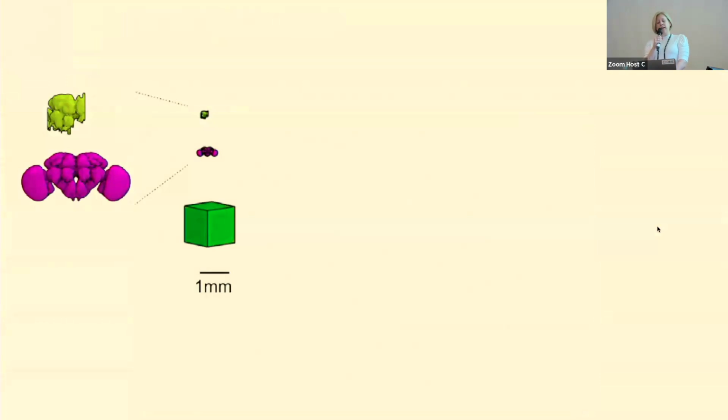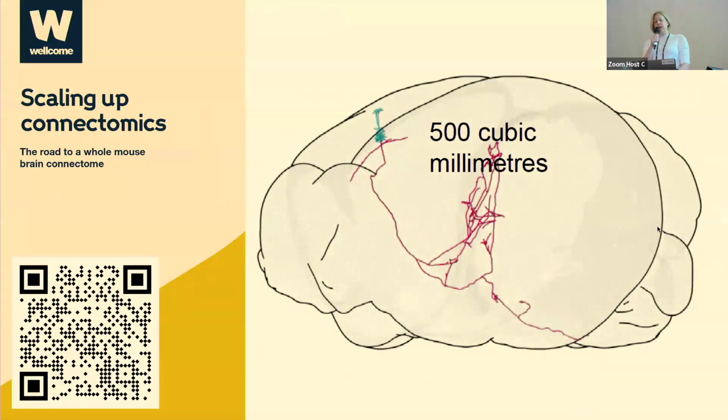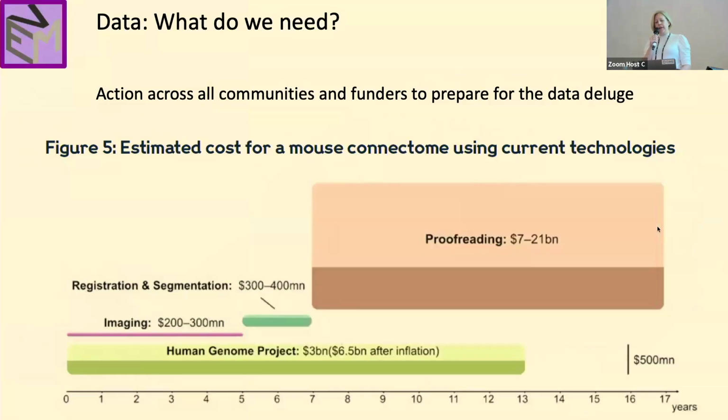So finally, from the mind of the fly, we're now in the era of the mind of the mouse. And the scale is insane. If you're interested in the challenge, we wrote a report with Greg Jefferis at the LMB, and that tells you what we think needs to be done at every level. But the thing you'll be most interested in is that by far the biggest cost is likely to be proofreading, with current technology estimated to be $7 to $21 billion.